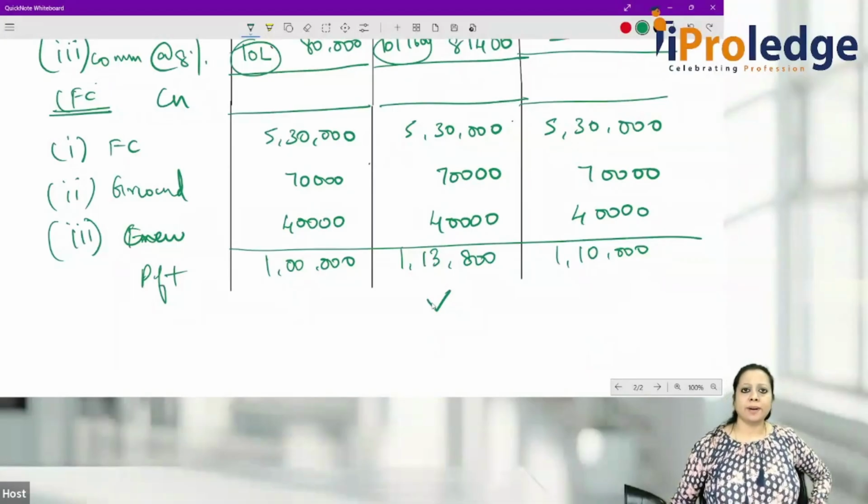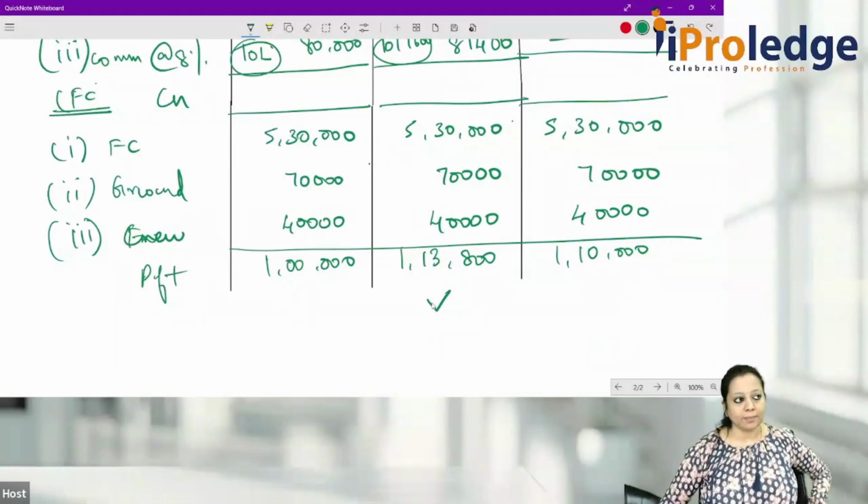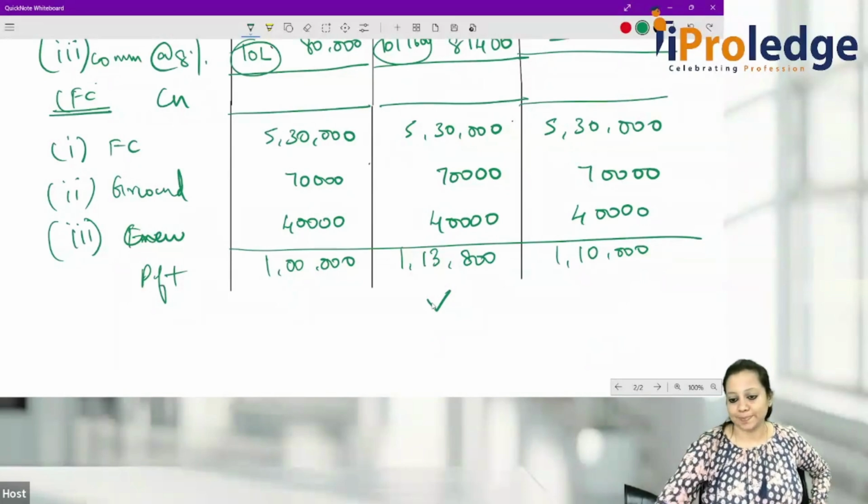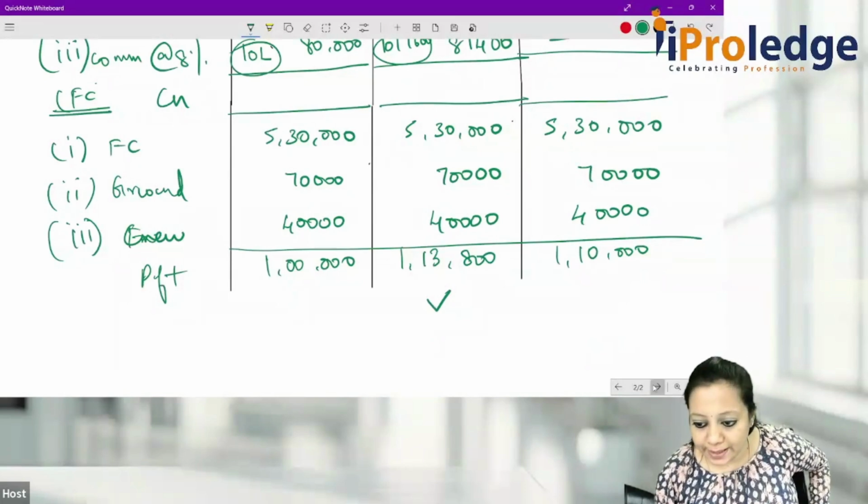Joint product actually should be easy only. By and large, whatever we are discussing in today's class is more than sufficient. According to me, process is very simple. I don't know why some of us are finding it difficult. Okay. So now we will proceed to the next.